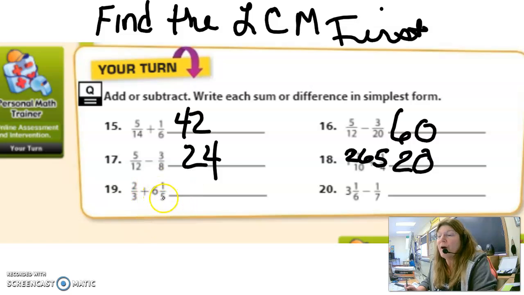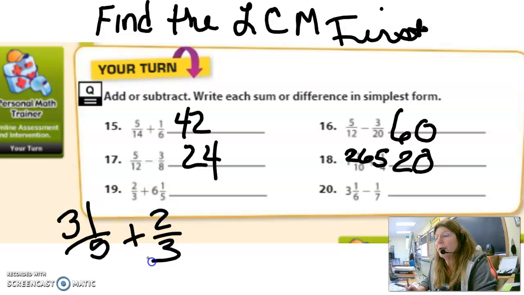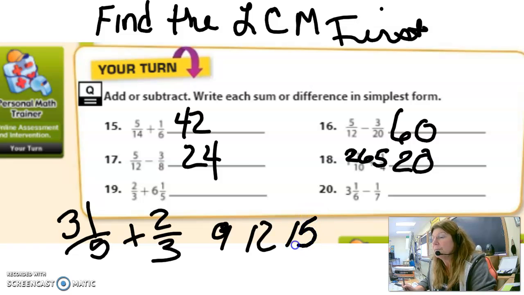In my case, I always like to know what that improper fraction looks like first. So 6 times 5 is 30 plus 1 is 31 over 5 plus 2/3. What is my common denominator going to be? Well, if you look at it, you know it can't be 5 and you know it can't be 3, right? So 3 times 3 is 9. 3 times 4 is 12. 3 times 5 is 15. Okay?